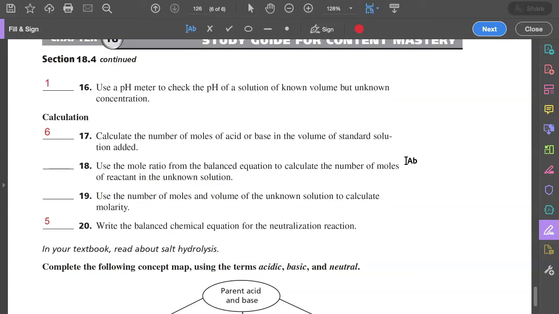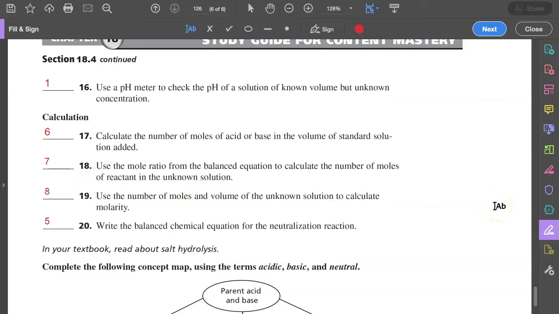So then we use the mole ratio from the balanced equation to calculate the number of moles of reactant in the unknown solution. So that one would be 7 right there. 19, use the number of moles and volume of the unknown solution to calculate molarity.